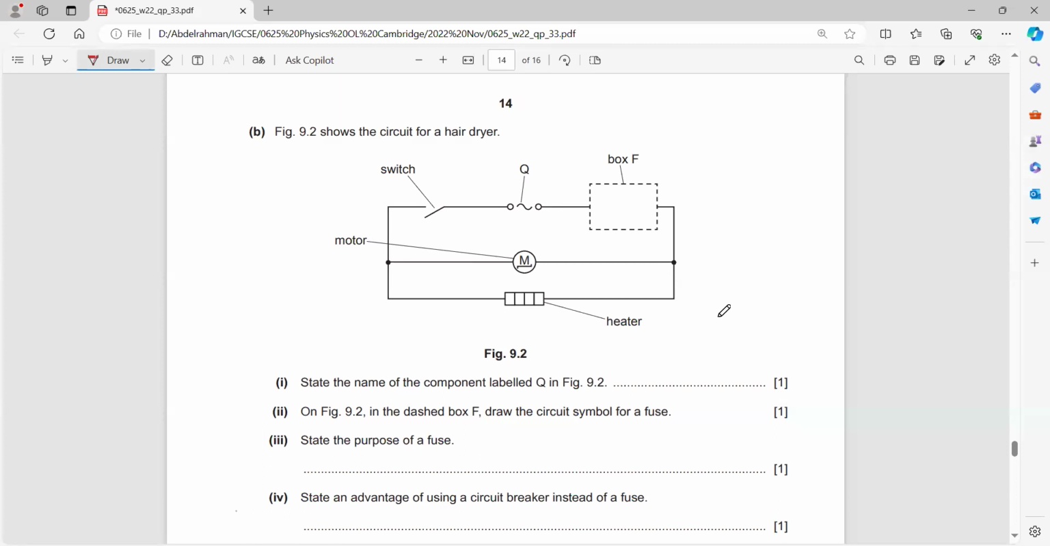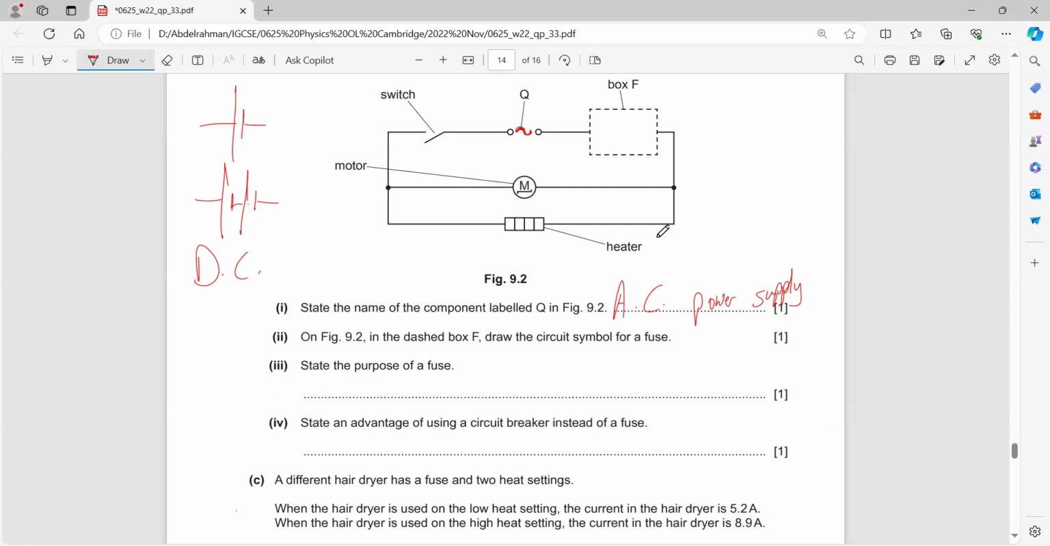State the name of the component labeled Q. Power supply. AC power supply. Not just power supply. You can't say power supply. Be careful, a battery is a power supply. Battery is a power supply. But here I have to write down that it's an AC power supply. Sir, how do we know the difference if it's AC or DC? DC, I would have drawn a battery or a cell. Whenever I have this wave, this is an AC, alternating current.